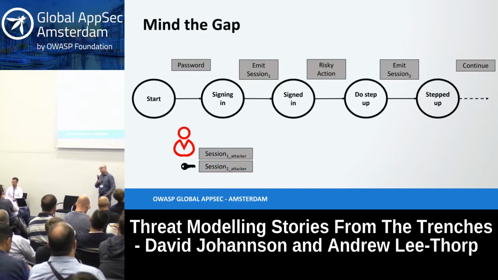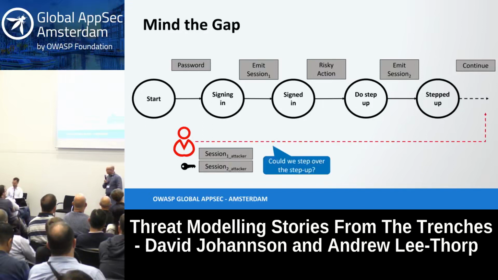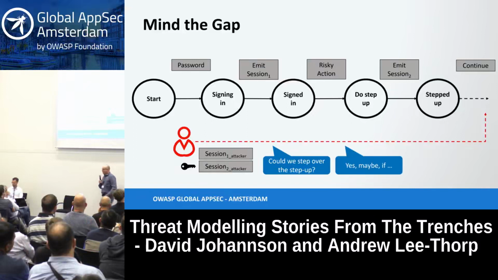Sometimes it's useful because that opens up new attack possibilities. Well, the attacker has his own session if he's an authenticated attacker. If he's a malicious attacker, a legitimate user on the system who wants to attack other people, they have their session 1 for the password, session 2 for the step up. So what does that give us? Could we maybe step over the step up, so to speak, and just skip the entire state machine? And the answer is, well, maybe. Yes, maybe, if a few other conditions hold.